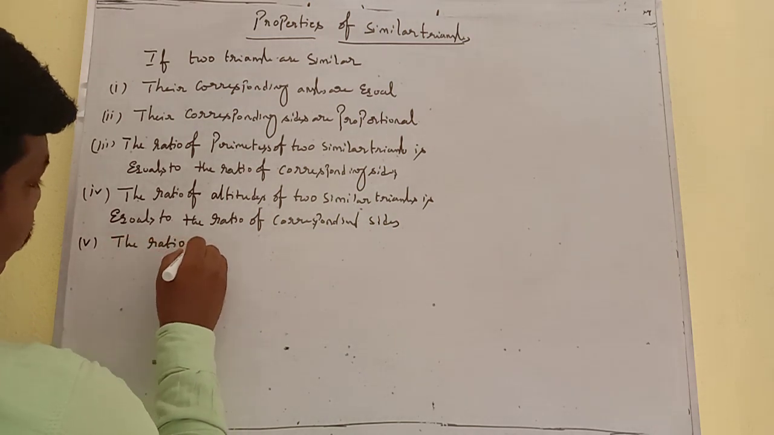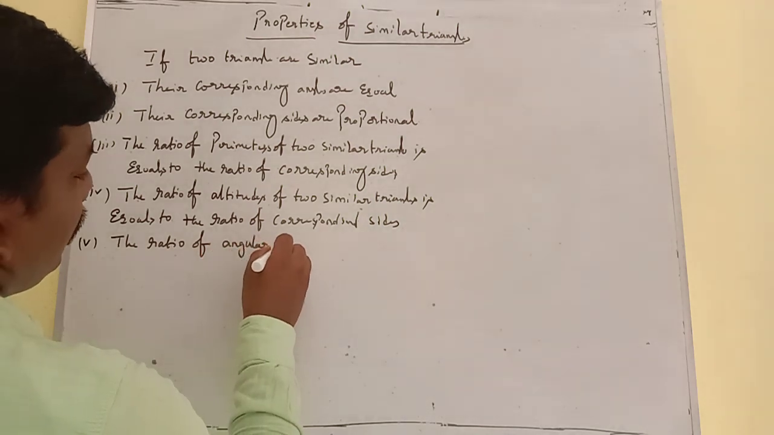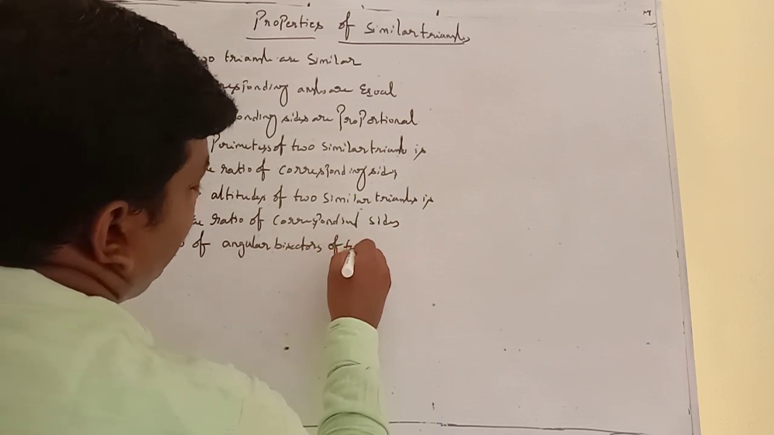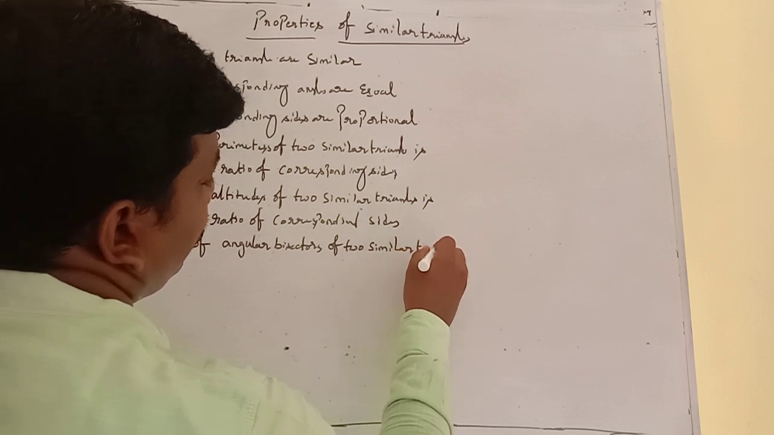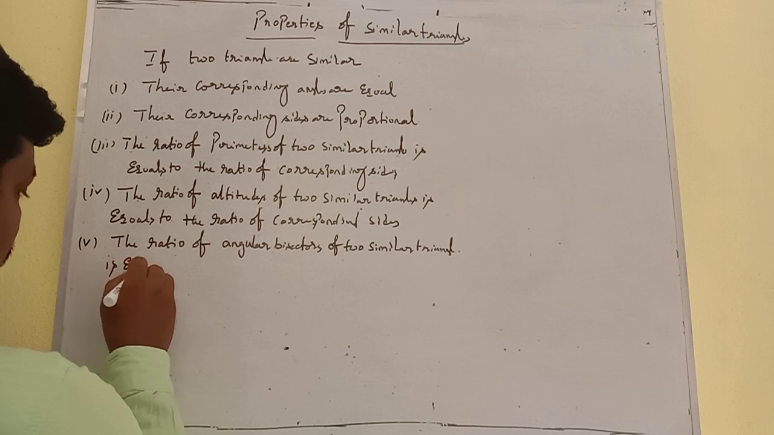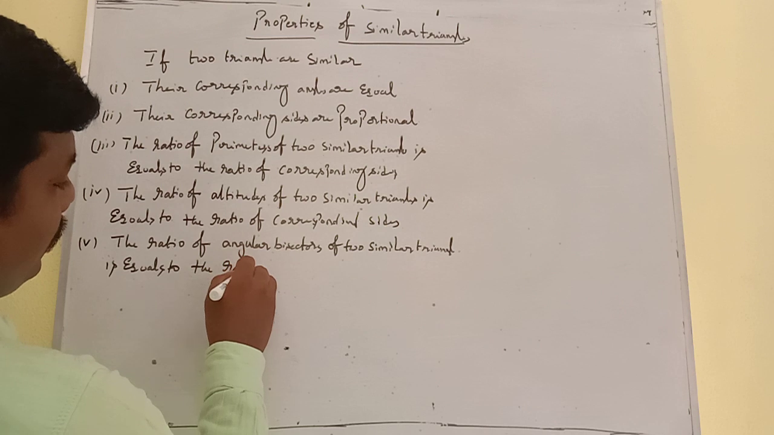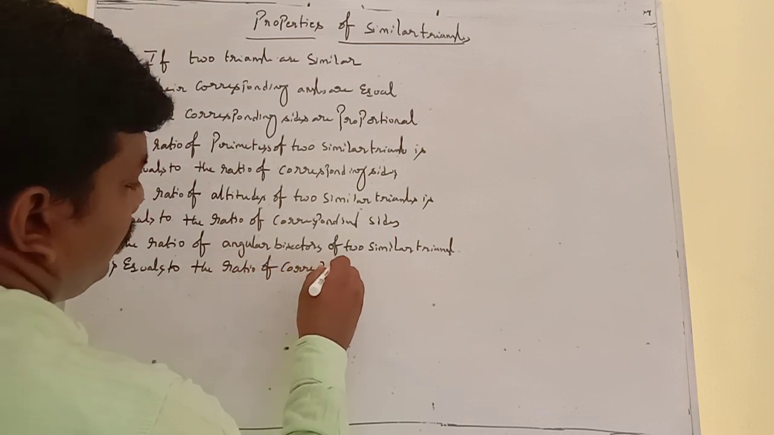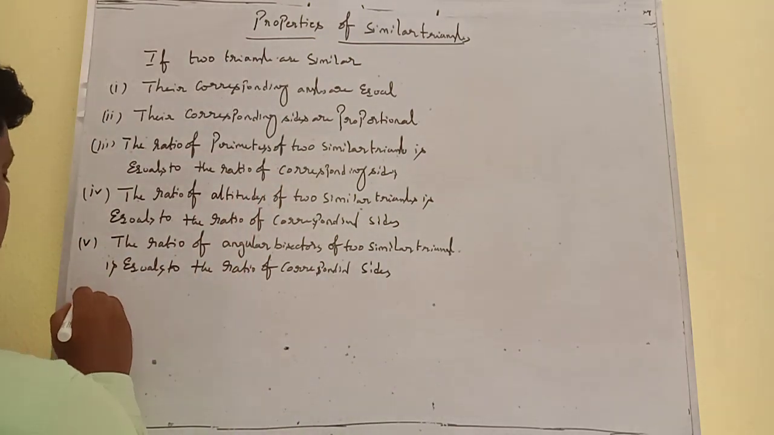Then the fifth point: the ratio of angular bisectors of two similar triangles is equal to the ratio of corresponding sides.